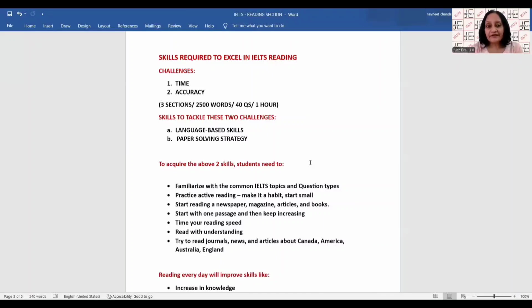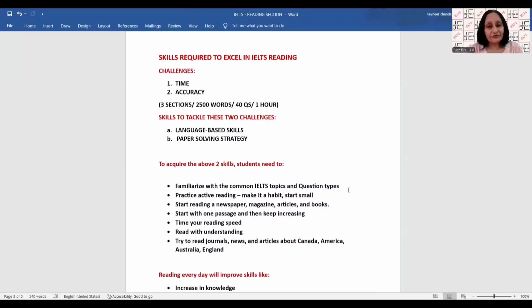So, to acquire these skills, you have to familiarize yourself with the common IELTS topics and different question types. Practice active reading. That is, make it a habit. You can start small. If you don't read at all, you can start with a small passage. Then every day, increase the length, till finally you start reading a newspaper or a magazine or a book. You don't need to finish the entire book in a day. Take a week or so, but develop this habit of reading. Once you get into this habit, you will automatically improve.